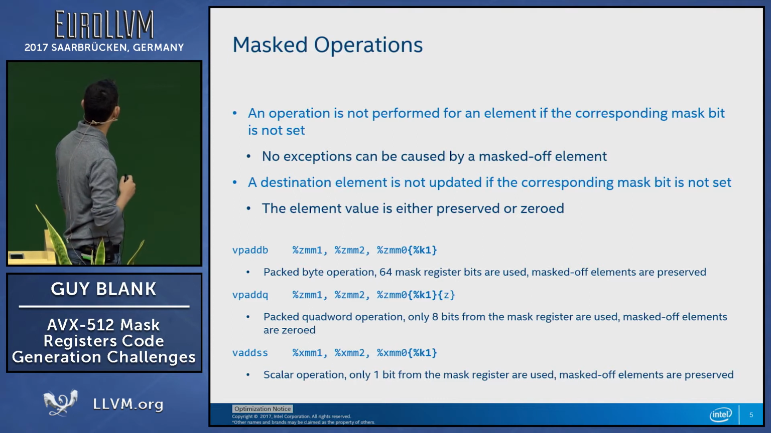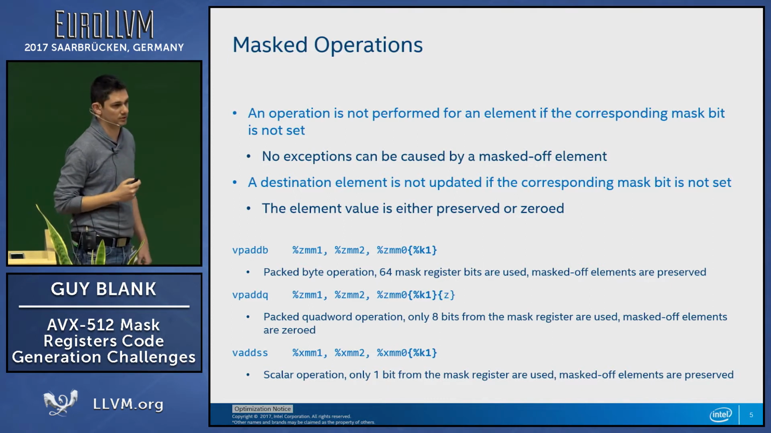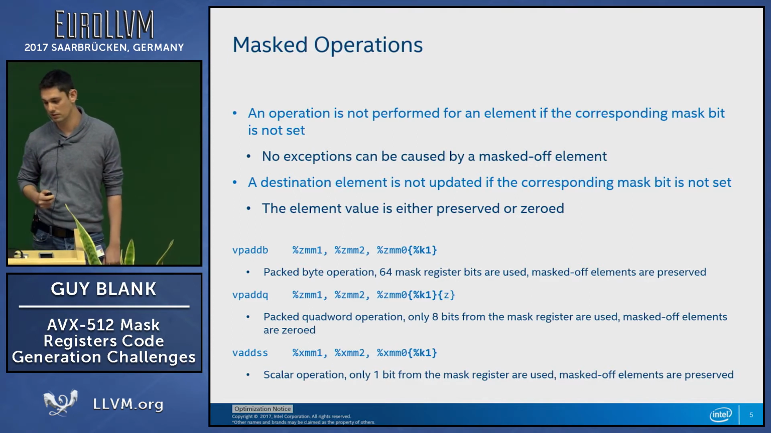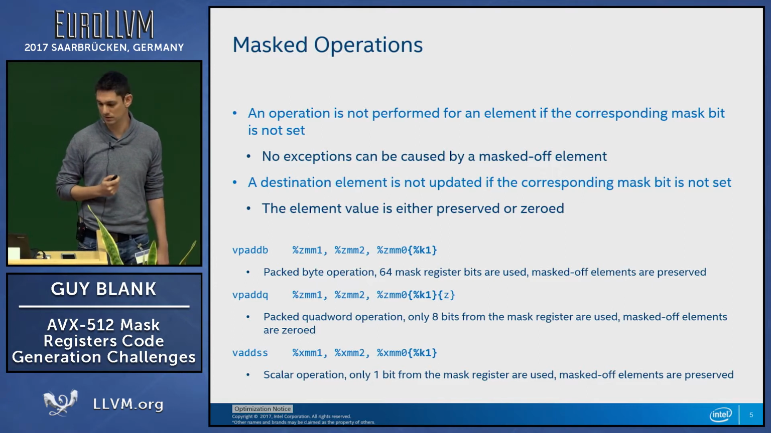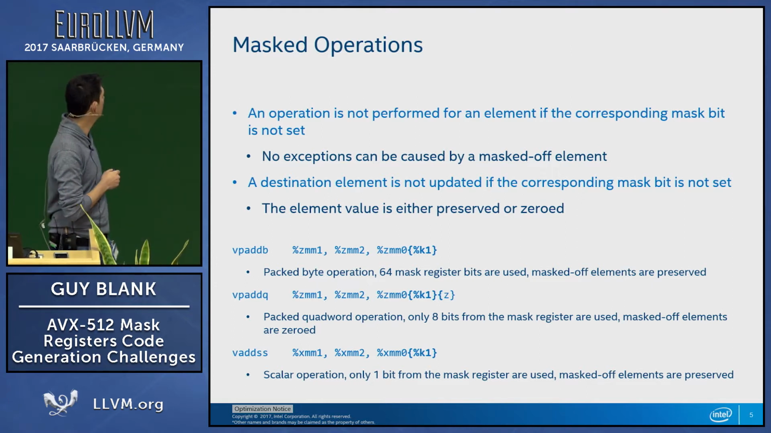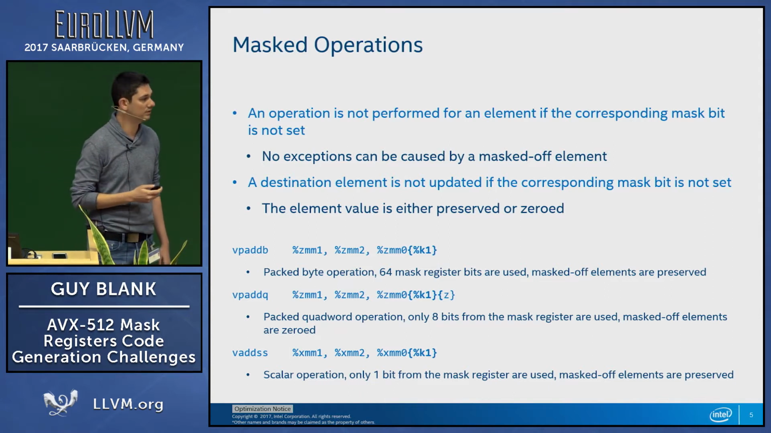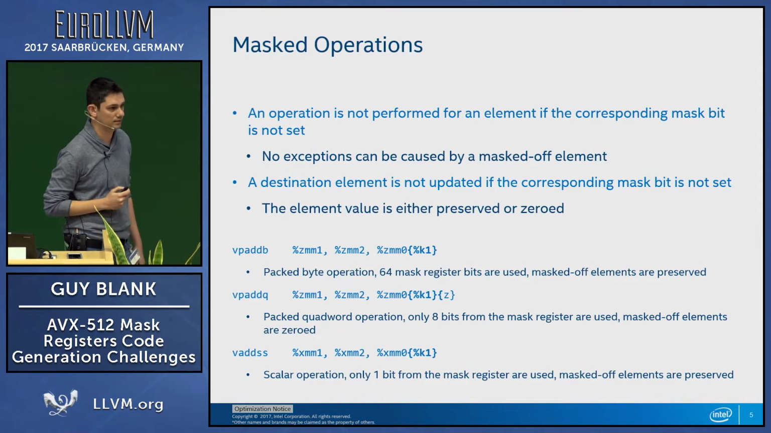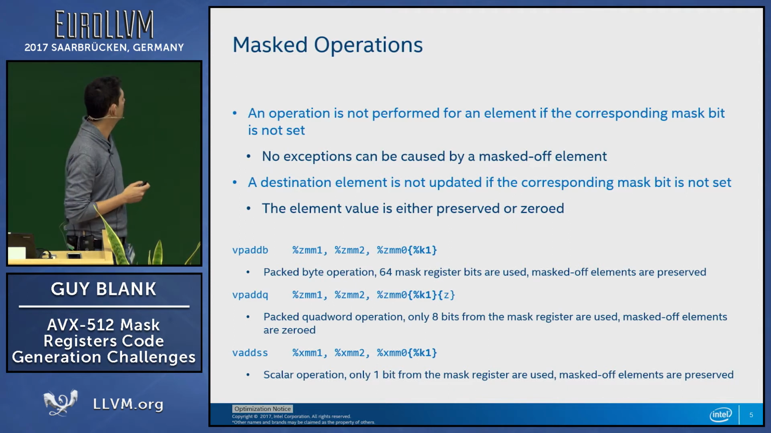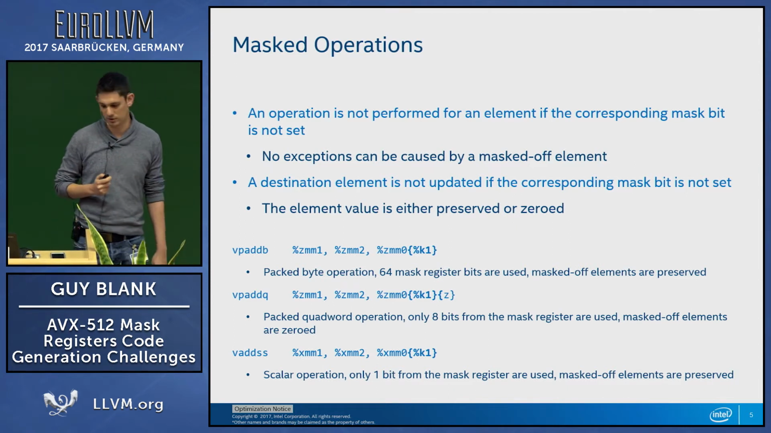Another interesting thing is scalar masked operations. This is a single precision floating point addition. What it does is treat the lower part of the XMMs as a single precision floating point and add them under the K1 mask register. Now here, since this is a scalar operation, we're only using 1 bit from the mask register.